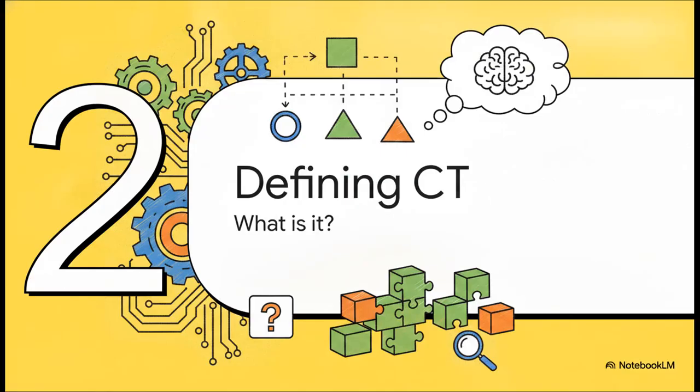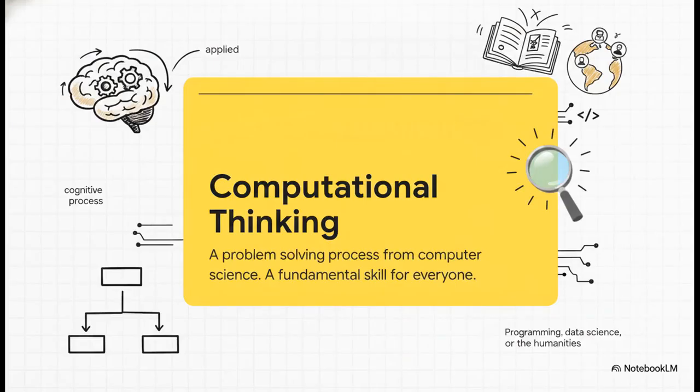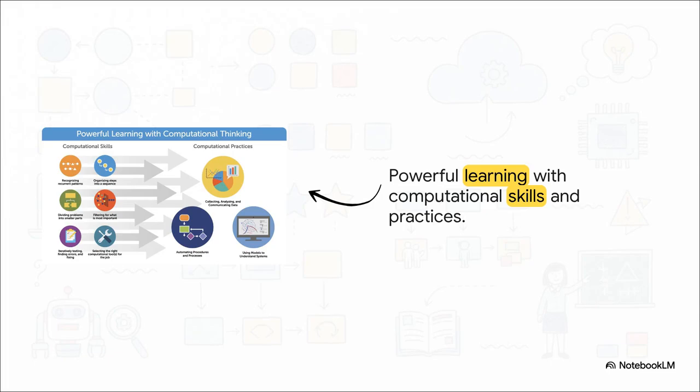So let's move to Section 2, Defining Computational Thinking. So what is it actually? Well, it turns out it's largely a cognitive process. It's literally a way of thinking that we've borrowed from computer science, but it is applicable everywhere. Honestly, whether someone is studying programming, data science, or even the humanities, these problem-solving frameworks are completely foundational. It is for everyone.